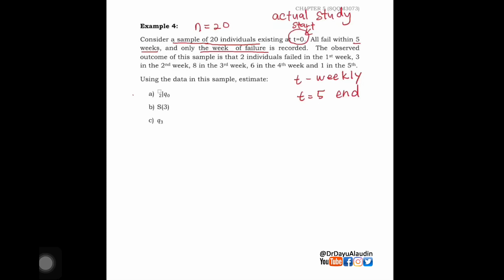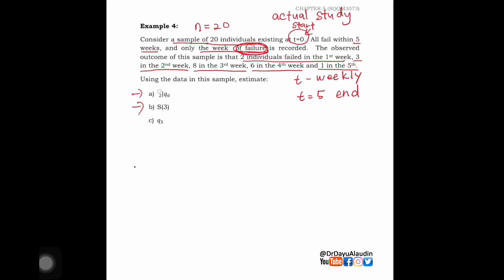Because we are looking for probability of death, probability of survivors, the event of interest is about death. The observed outcome of this sample is that two individuals fail in the first week, 3 individuals fail in the second week, 8 individuals fail in the third week, 6 individuals fail in the 4th week, and the last one fails in the 5th week.